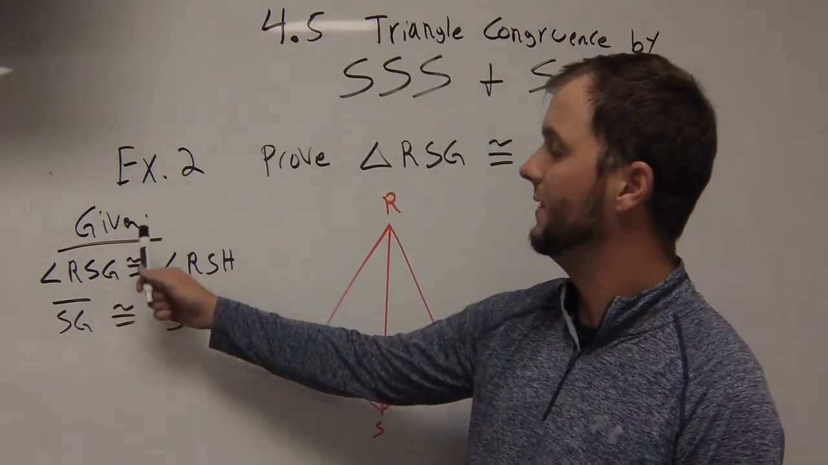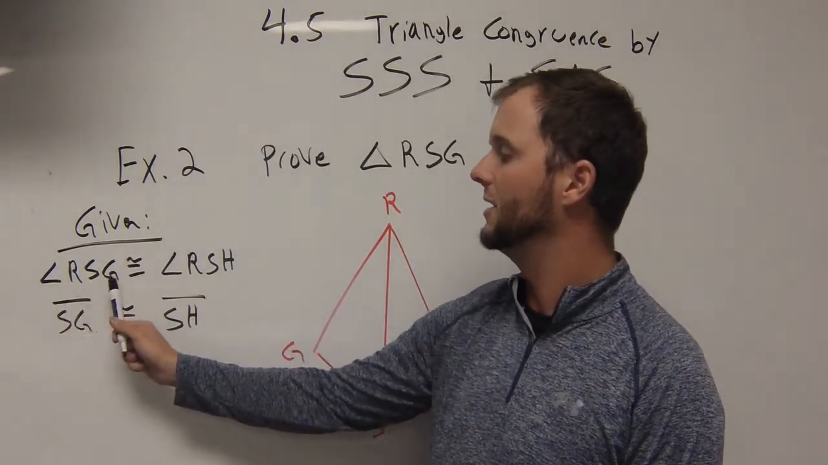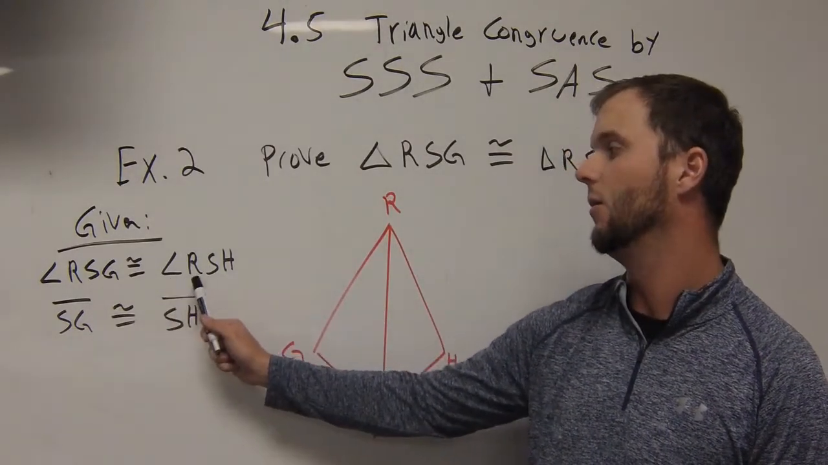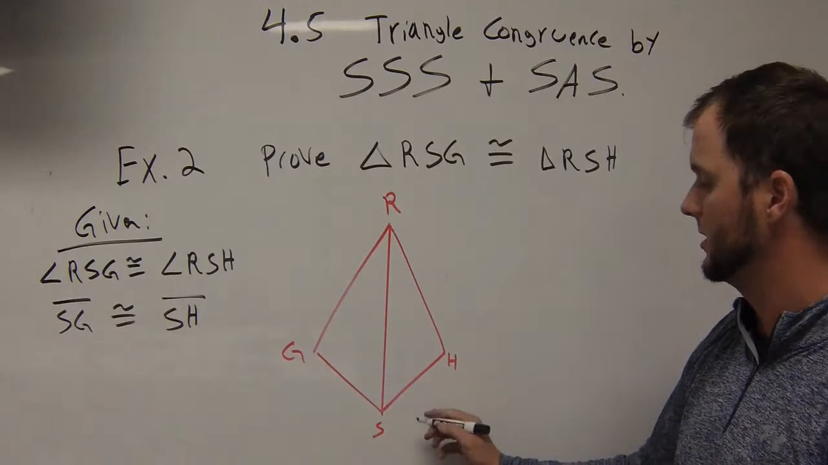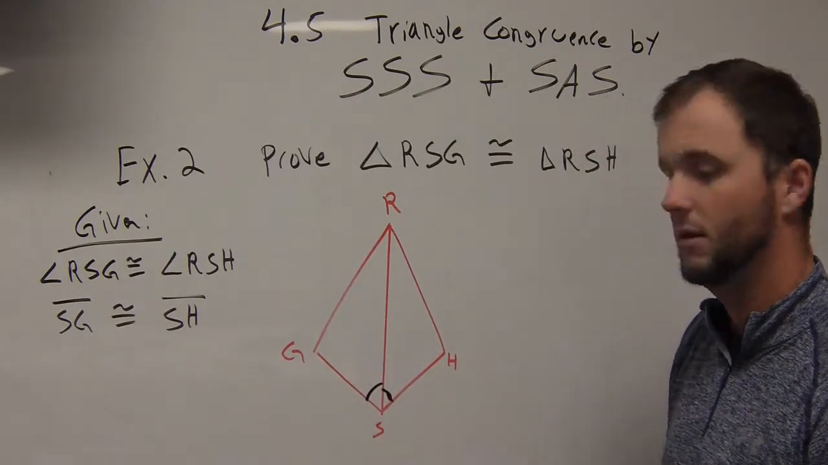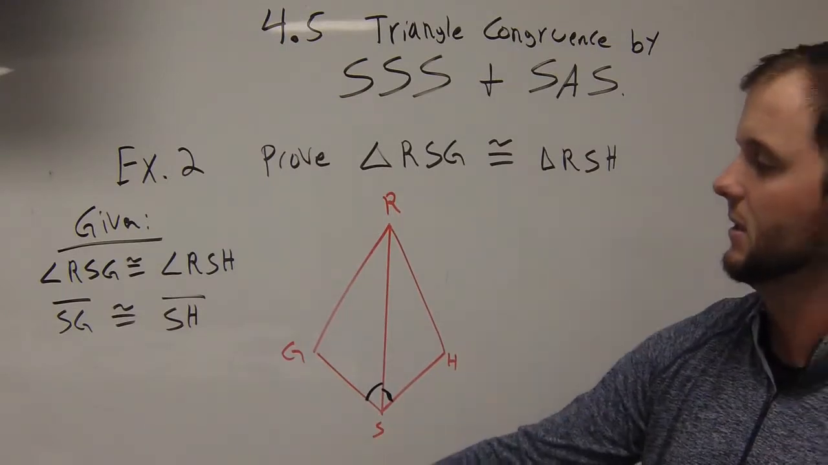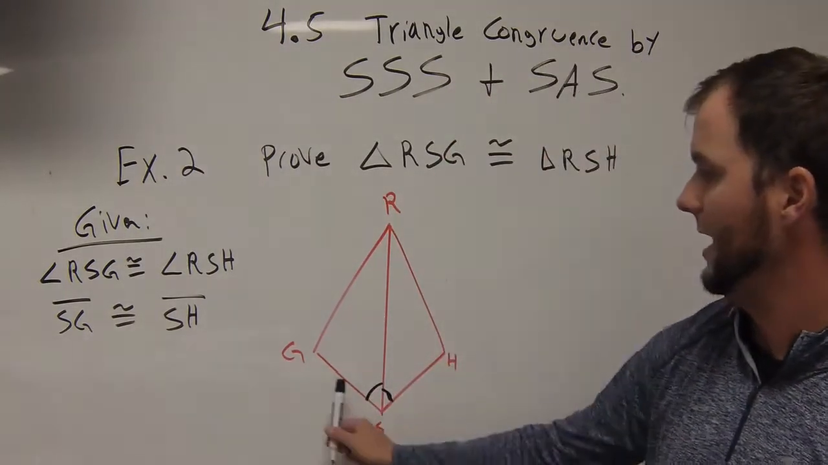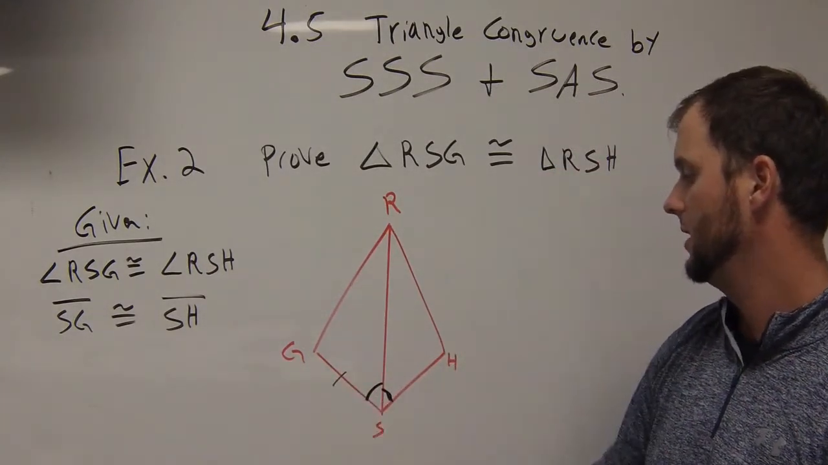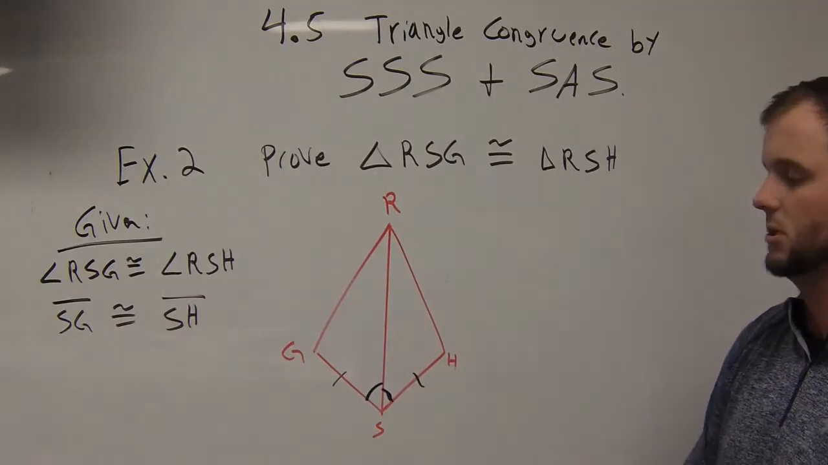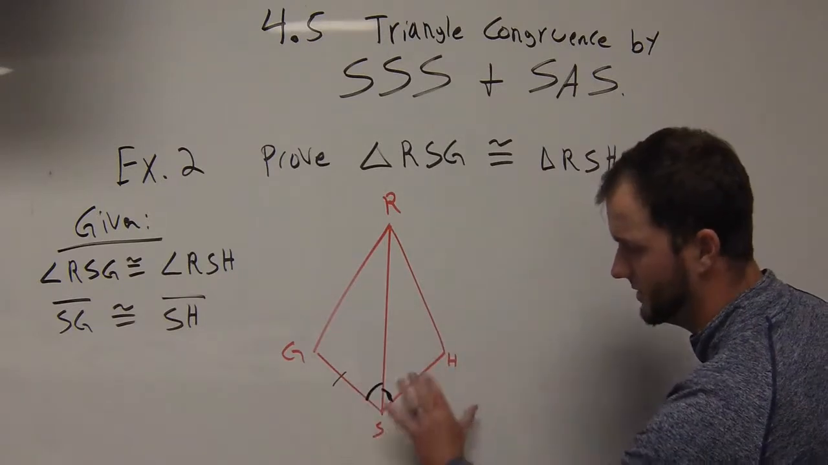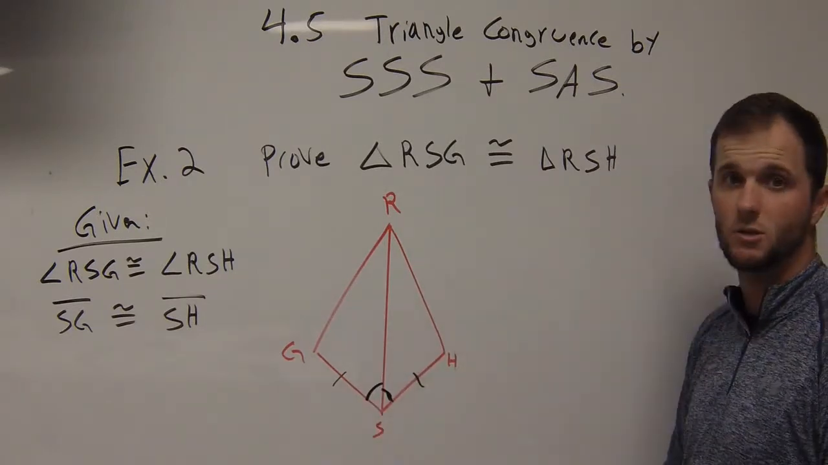In the given information, I know that angle RSG is going to be congruent to angle RSH. So this angle right here is congruent to this angle right here. Okay? And then next, side SG is going to be congruent to side SH. So SG right here is congruent to side SH. Ladies and gentlemen, there's not enough information with just these two things to tell me if these two triangles are congruent.